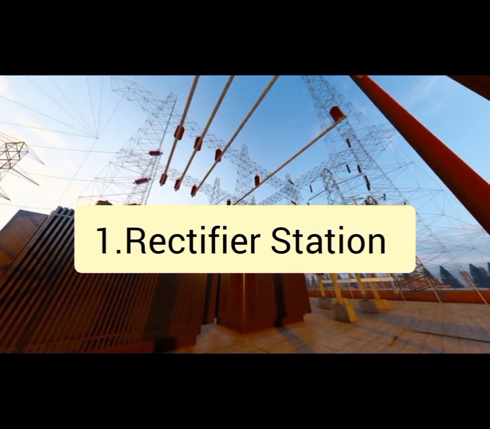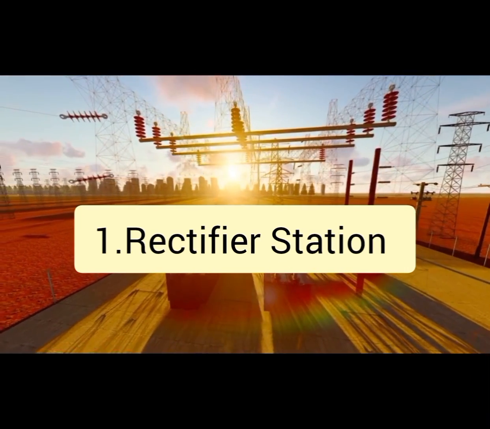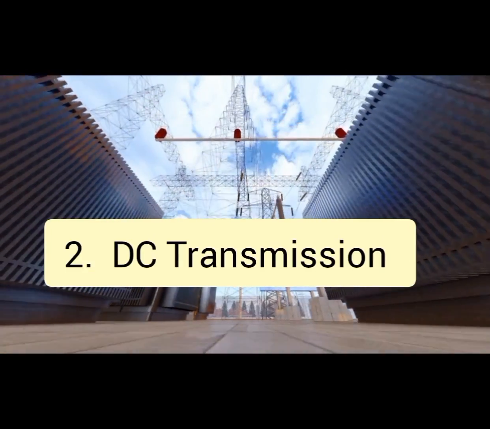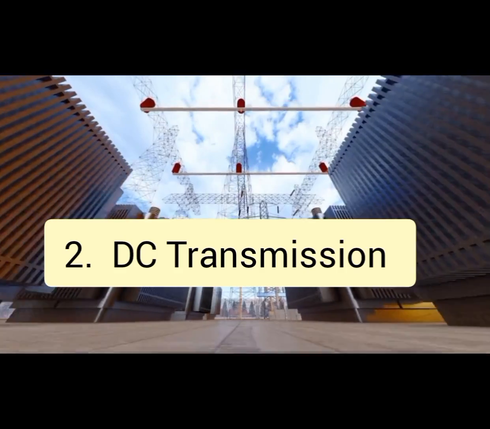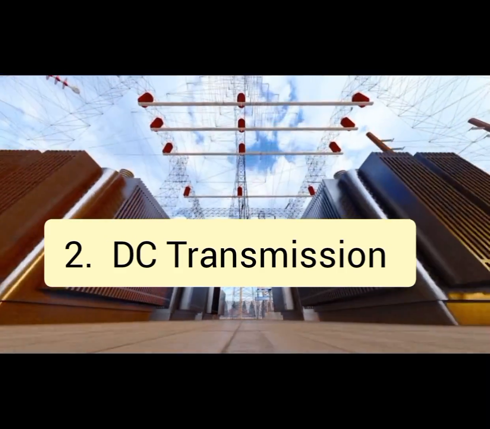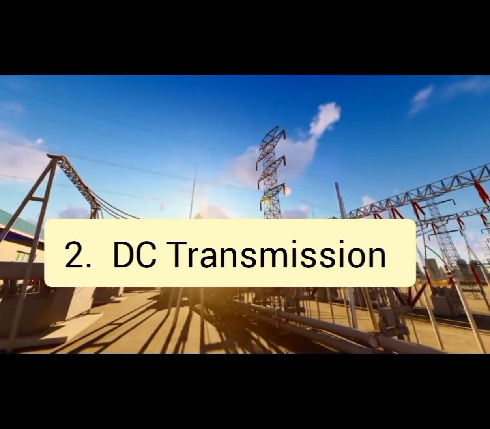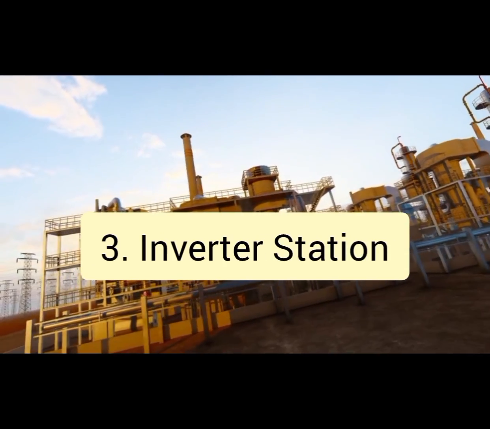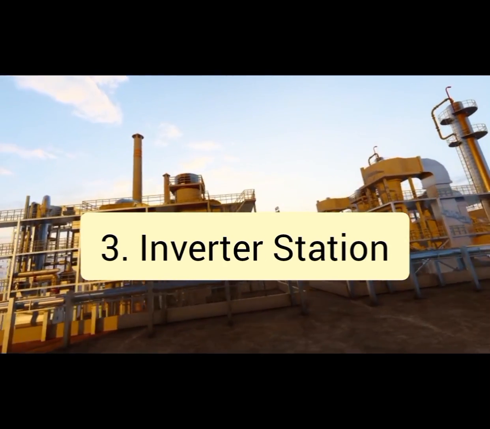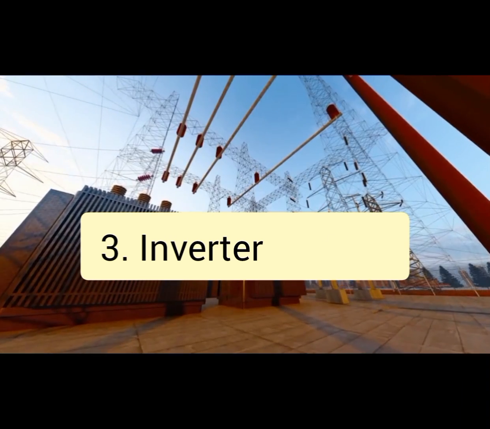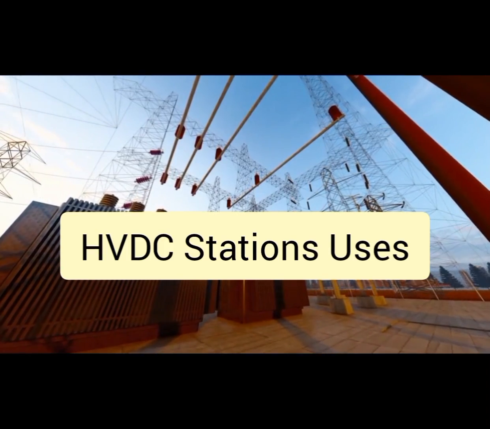1. Rectifier station. The AC power from the transmission grid is converted to DC power using a rectifier. 2. DC transmission. The DC power is transmitted over long distances through a DC transmission line, often underwater or underground cables. 3. Inverter station. The DC power is converted back to AC power using an inverter, which is then fed into the receiving grid.